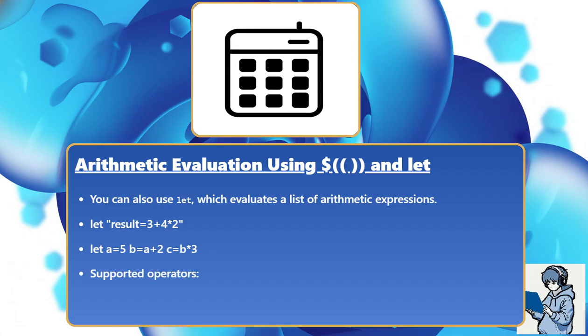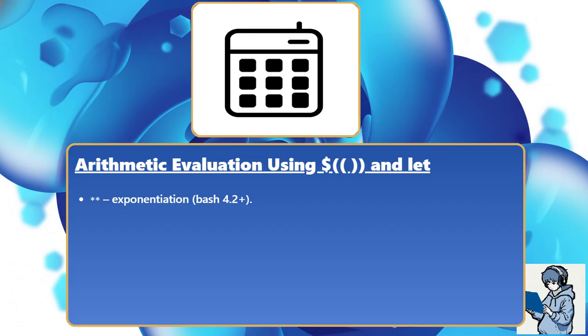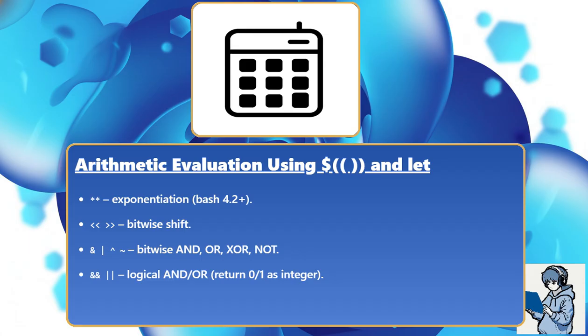Supported operators: plus, minus, times, slash, percent: addition, subtraction, multiplication, division, remainder. Double asterisk: exponentiation, Bash 4.2 and above. Double less than, double greater than: bitwise shift. Ampersand, pipe, caret, tilde: bitwise AND, OR, XOR, NOT. Double ampersand, double pipe: logical AND, OR, returns 0 or 1 as integer. Comma operator: evaluate left to right, result of the rightmost.